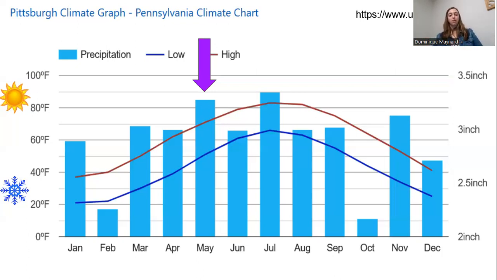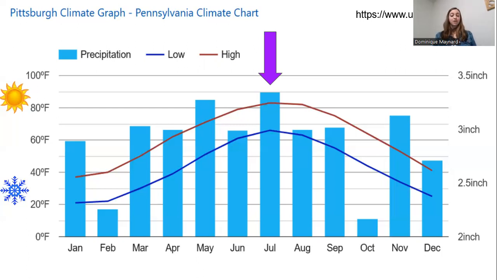Now, what do we notice about the temperature there? Yeah, still steadily going up, increasing. Very good. Now, what about July? What's special about July? Yeah, July is pretty warm and it has a lot of precipitation. It looks like that is the month that has the most precipitation of all. That's around 3.5 inches of precipitation.